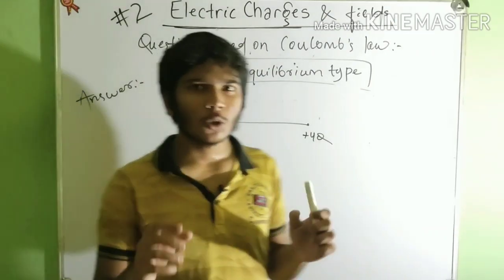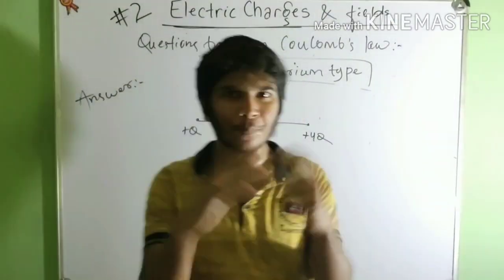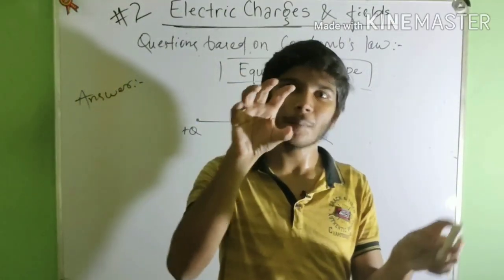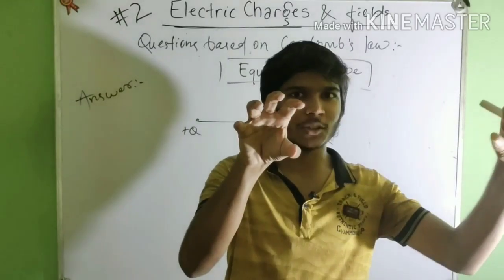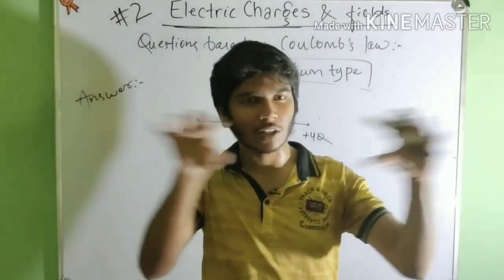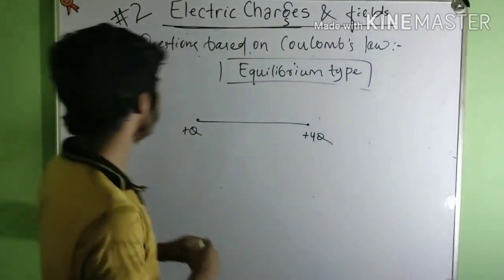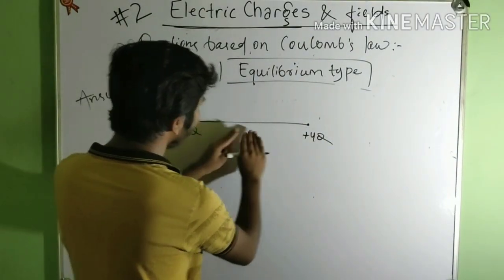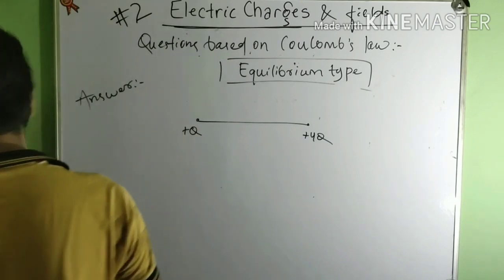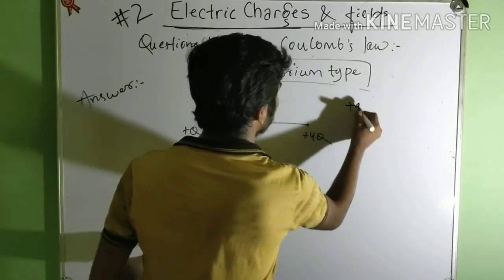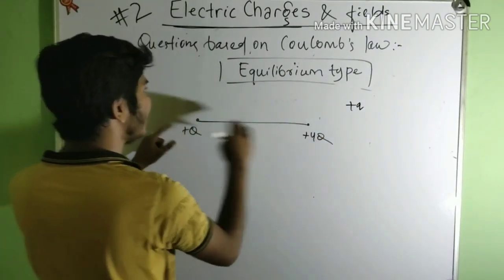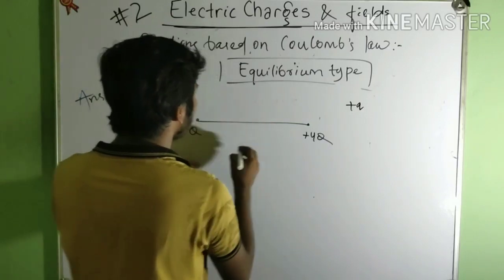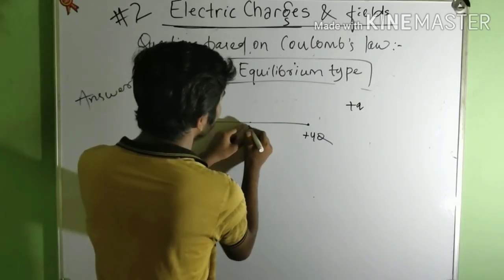As you know, two equal charges repel each other. A positive charge and another positive charge will repel each other. They will never intersect each other. Here the plus q and the plus 4q will repel each other. Then where will a small q be placed so that the three charges will be in equilibrium? Let's put plus q here.